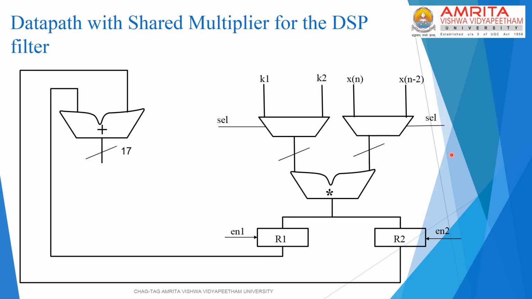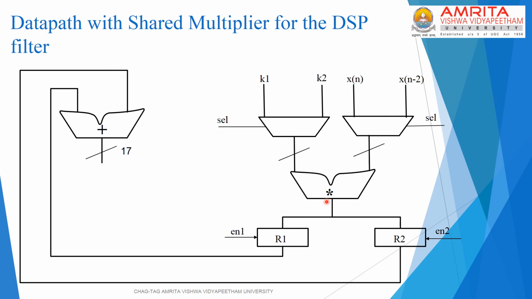Therefore, when the value of the cell is 0, the operands for the first multiplication, namely k1 and xn, are seen by the multiplier. In the second cycle, when cell is 1, the operands for the second multiplication are seen by the multiplier. So this scheduling is carried out by the control path.